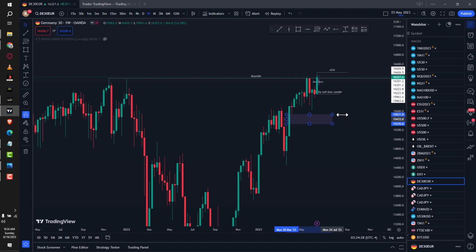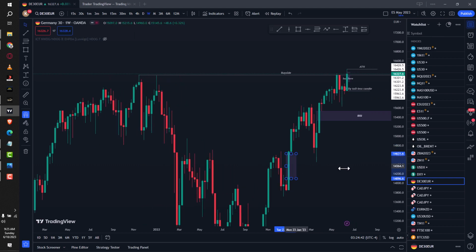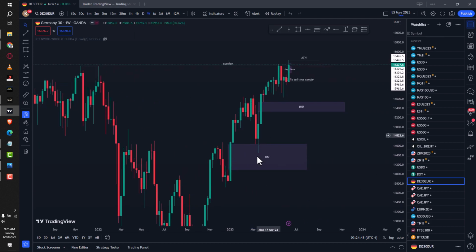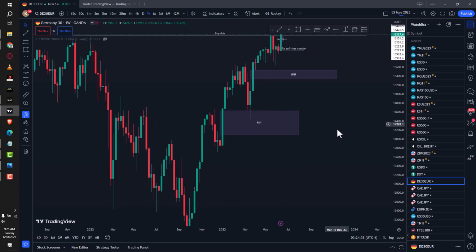So we have this BC in this region. We also have this one, which was tapped into, and I believe even 50% of it. No, actually 20%, 25%. But we have these imbalances. I'm labeling imbalances right now.